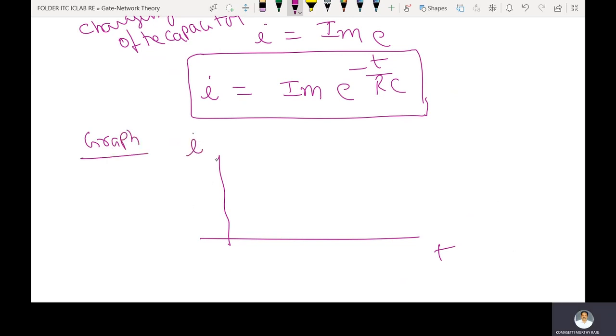This is the instantaneous charging current of the capacitor, small i. At t is equal to 0, the current flowing through the circuit is maximum. And as the t value increases, that means RC, 2 RC, 3 RC like that, the value decreases exponentially. The charging current of the capacitor exponentially decreases.